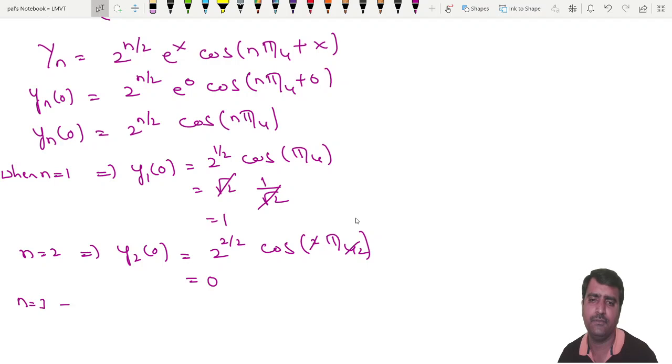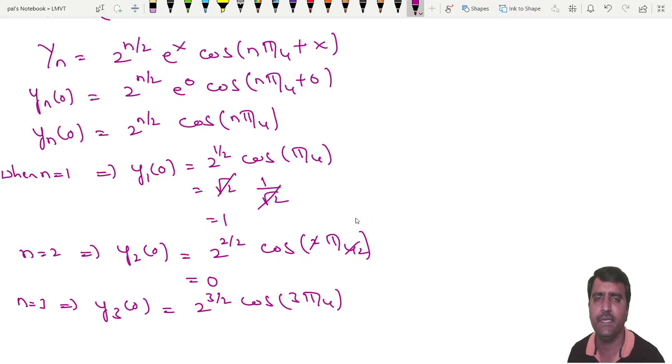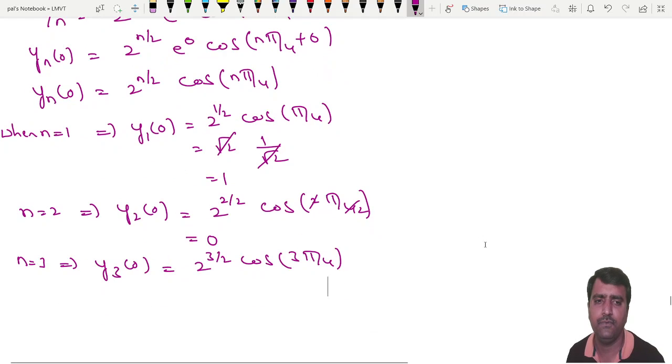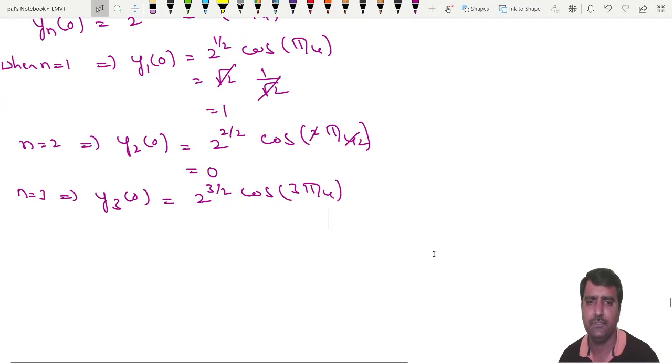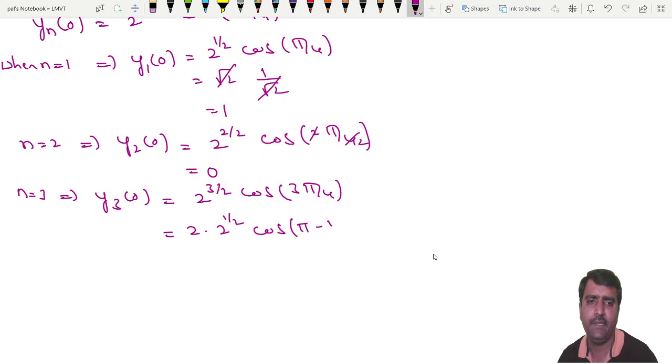So when n is equal to 3, y3 of 0 is equal to 2 to the power 3 by 2 into cos of 3 pi by 4. Cos 3 pi by 4 means it is 135 degrees. If you are not understanding, you may write like this. This 2 to the power 3 by 2 can be written as 2 into 2 to the power 1 by 2 into cos of 180 minus pi by 4.